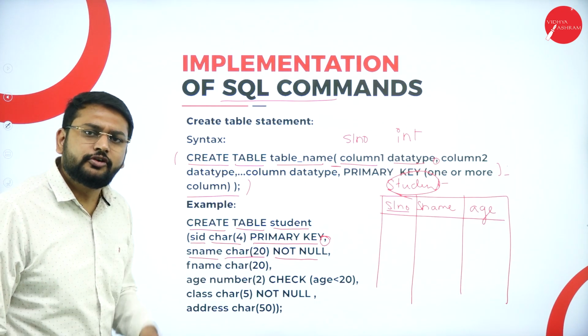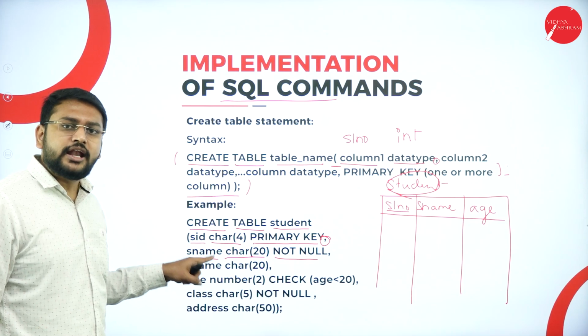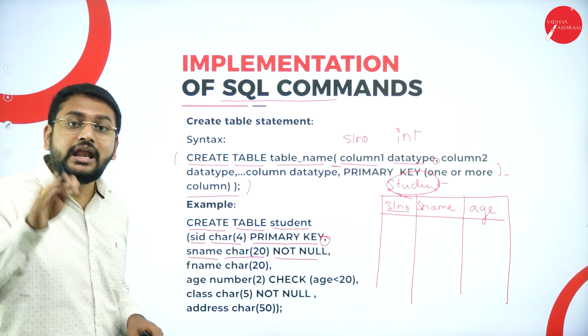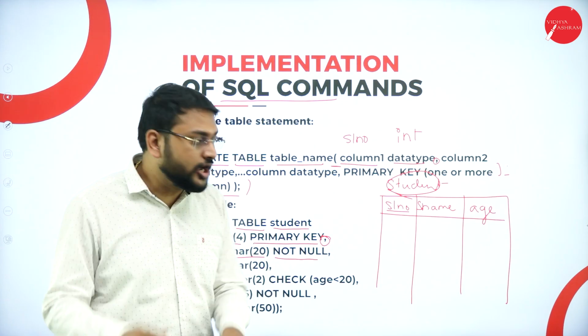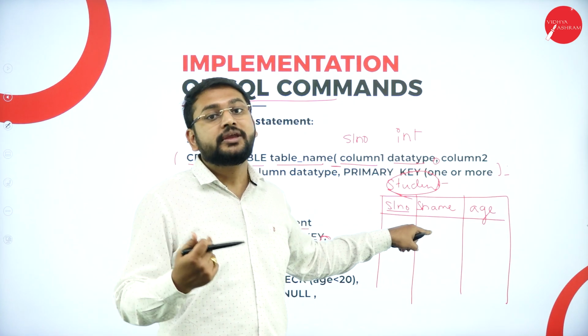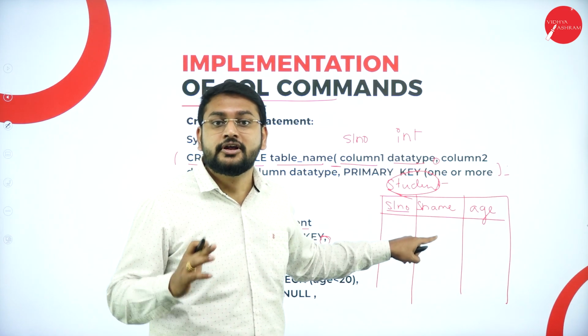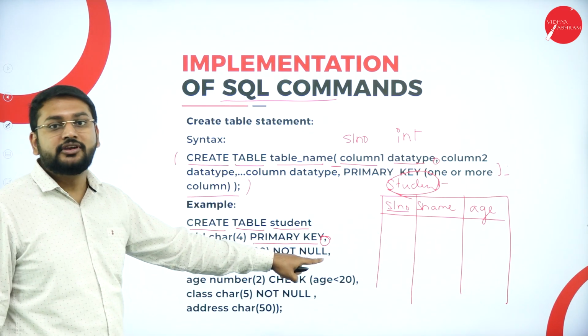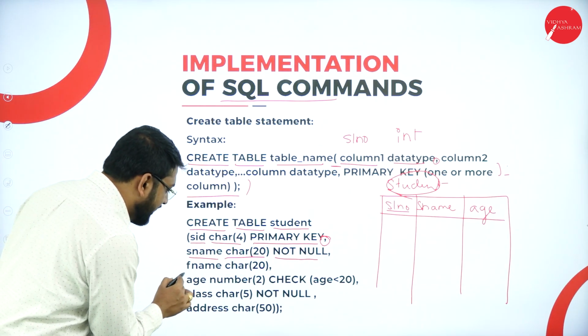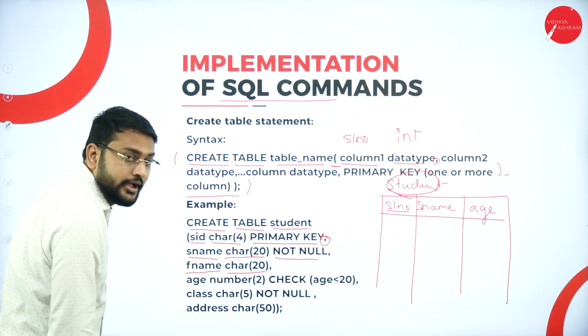What is the meaning of not null, sir? Whenever I'm entering the data to this column, I should not leave the data empty. Suppose if I forget to enter the data to this yes name, it will show me an error. I cannot skip. So that is the constraint that I'm giving here. Then after that, comma again. Next column name, F name and data type, comma again here.